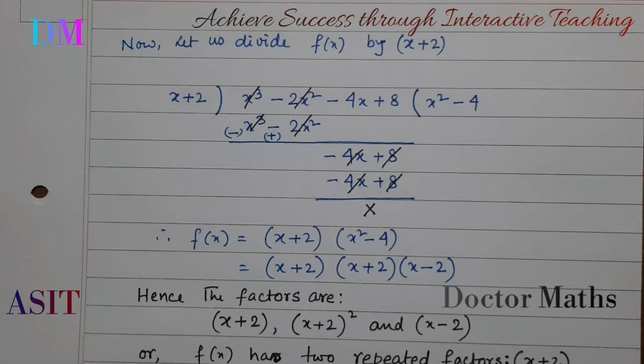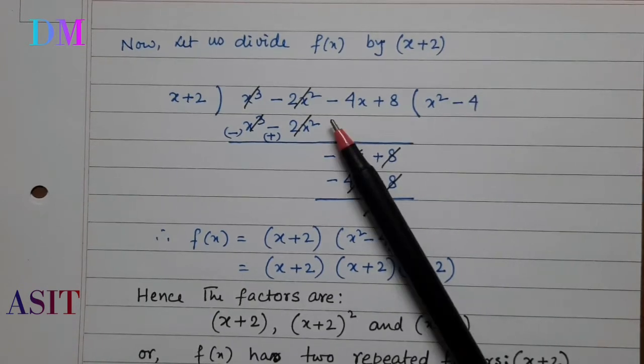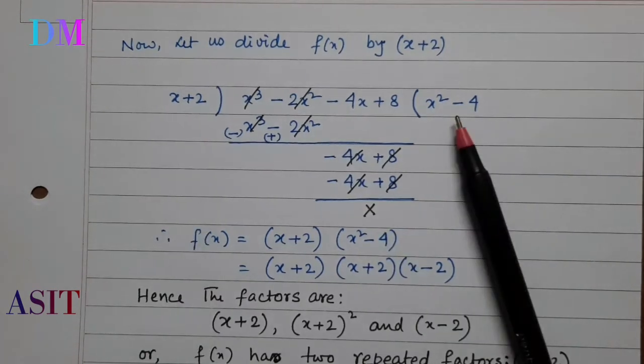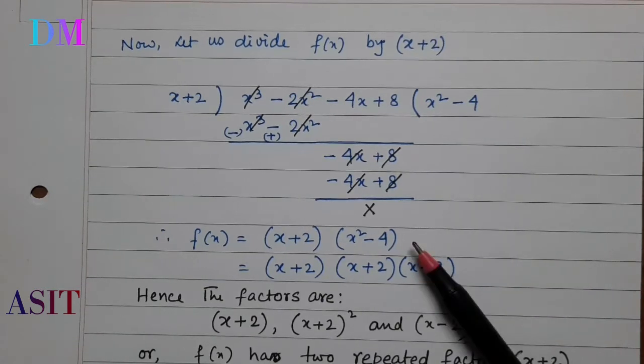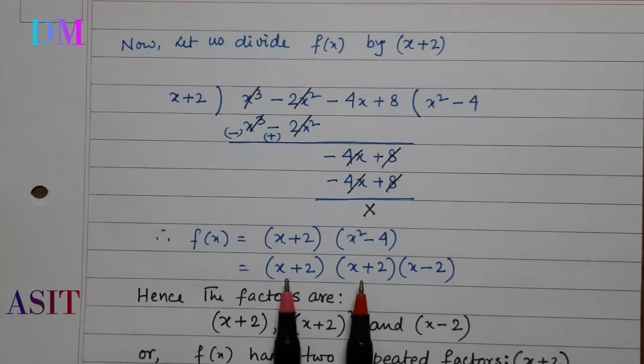Now we need to find out the other factors of f(x). We already got that x plus 2 is a factor of f(x). Hence, after dividing f(x) by x plus 2, we get the quotient as x square minus 4. Thus, f(x) can be written as (x plus 2) into (x square minus 4), which is (x plus 2) into (x plus 2) into (x minus 2). Here we can see two factors of x plus 2.